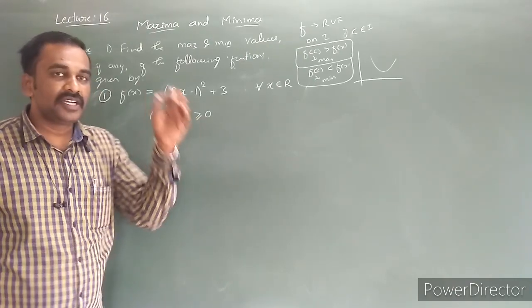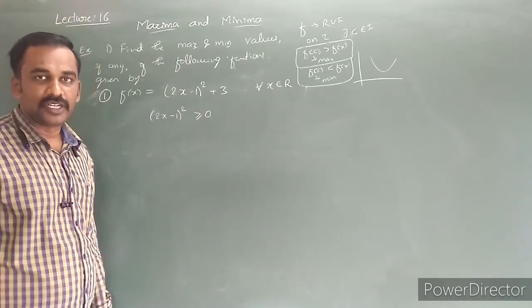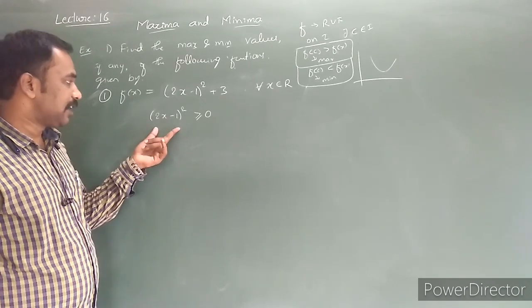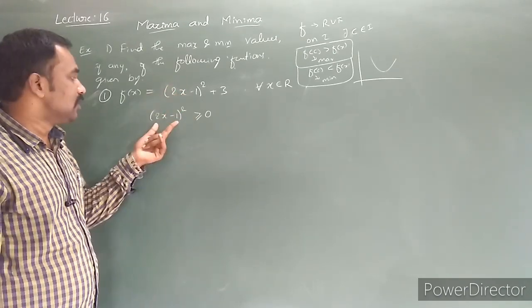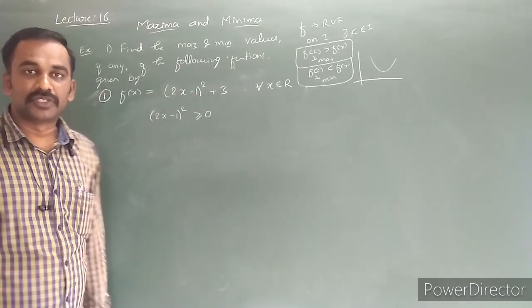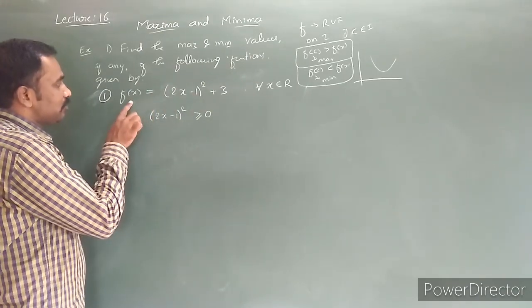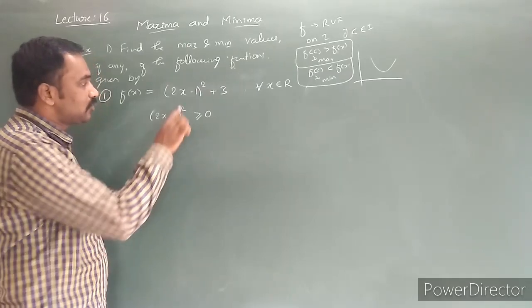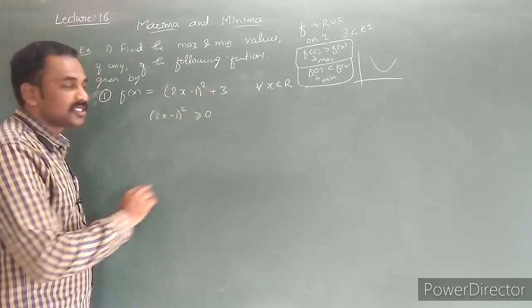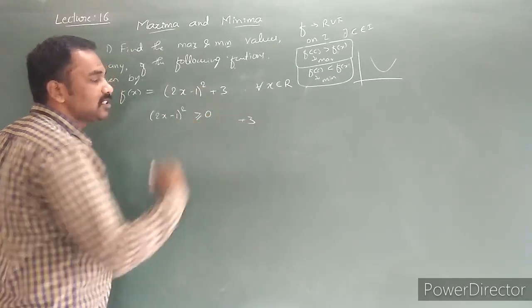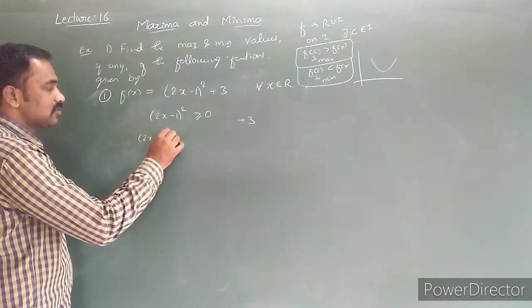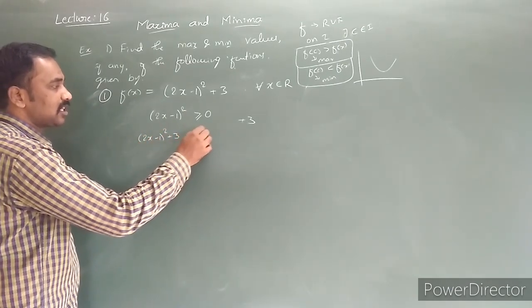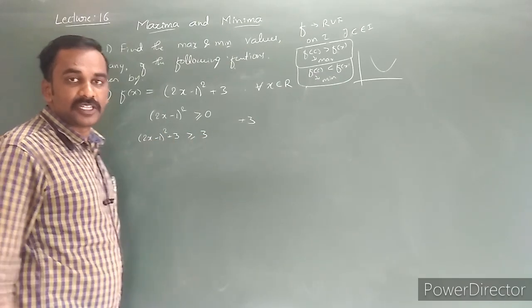(2x minus 1) whole square is always a positive quantity. Do you agree? Because a negative number squared gives a positive value, and a positive number squared gives a positive value. So it always takes a positive value. Next, f of x is plus 3, that is (2x minus 1) whole square plus 3. If I add 3, what happens? (2x minus 1) whole square plus 3 is greater than or equal to 0 plus 3.